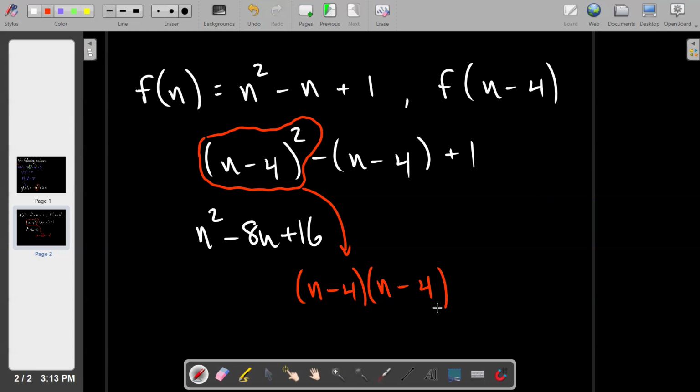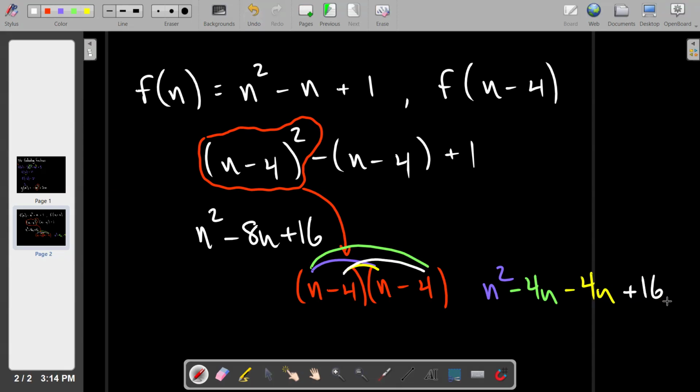But here it goes. When you write out something squared, remember that it takes 4 steps. What is n times n? n squared. What is n times negative 4? Negative 4n. And what is in the middle? Negative 4 times n. Negative 4n. And at the very back end, what is negative 4 times negative 4? 16.